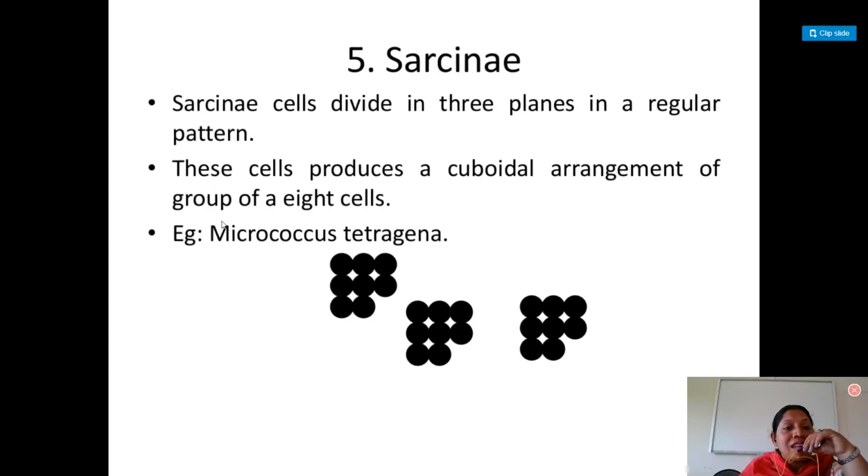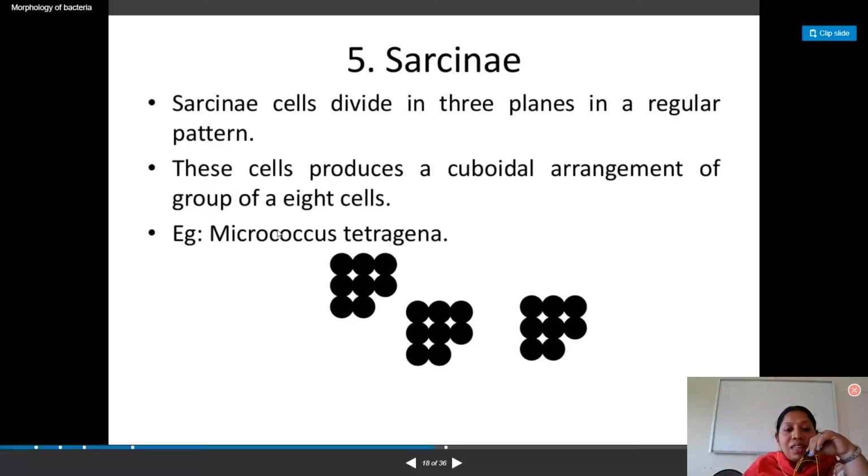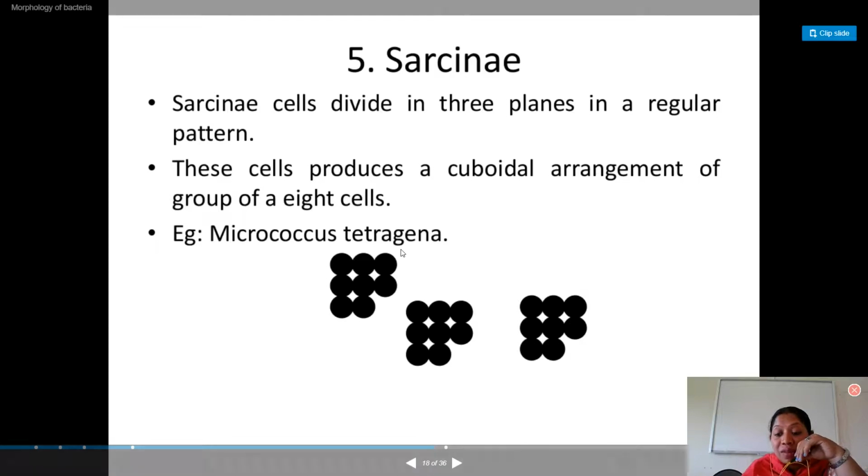Sarcinae. Now Sarcinae, instead of 4, will produce 8 cells. See here, Sarcinae cells divide in 3 planes in a regular pattern, and these cells will produce a cuboidal arrangement of a group of 8 cells. Example is Micrococcus tetragena.